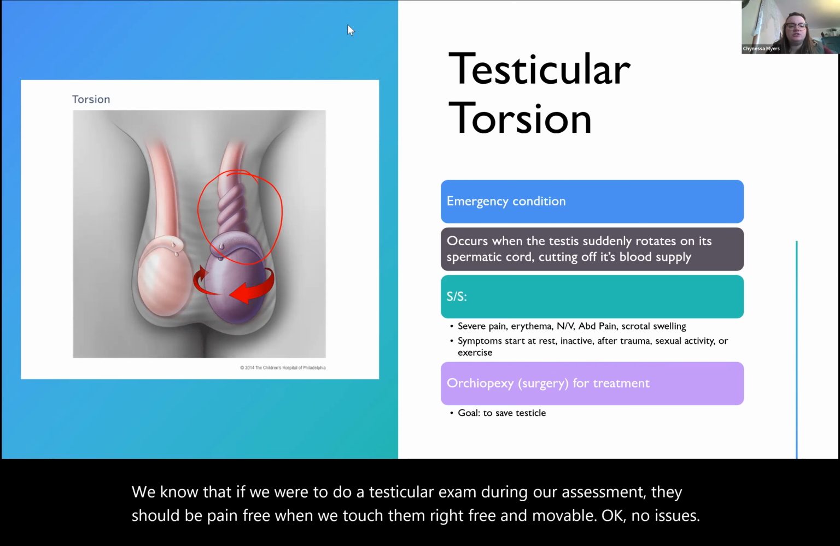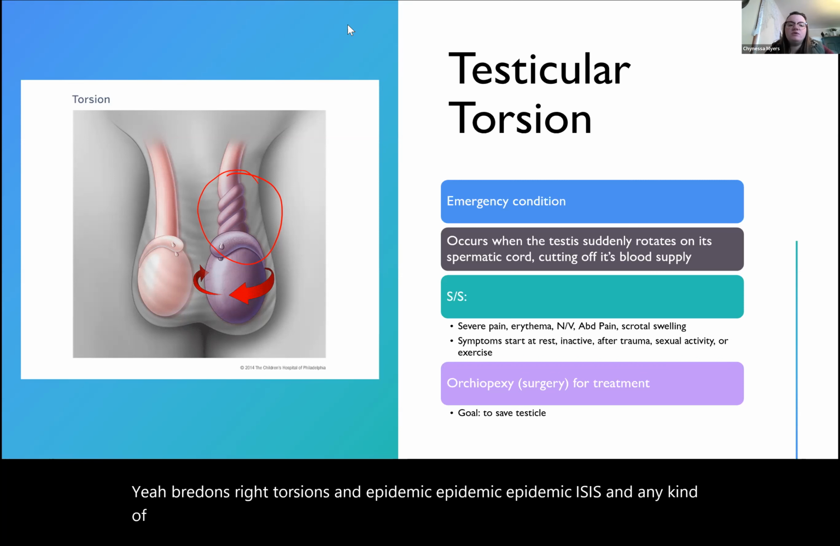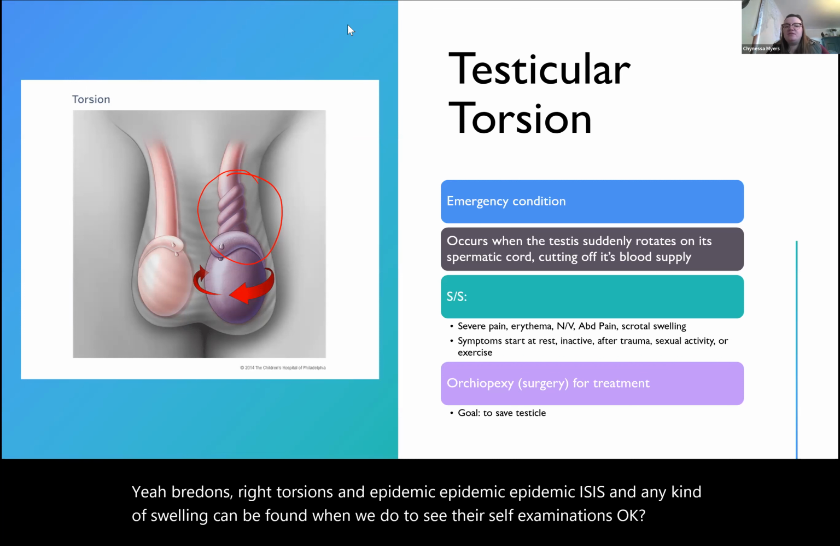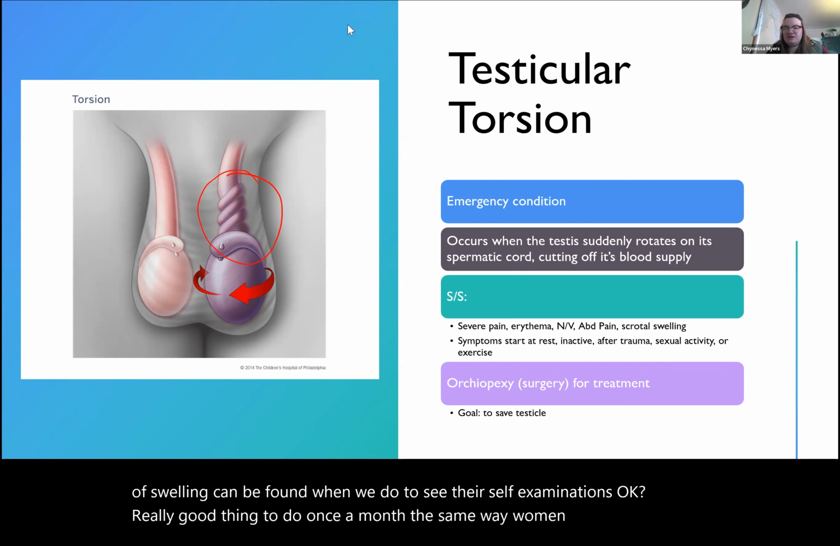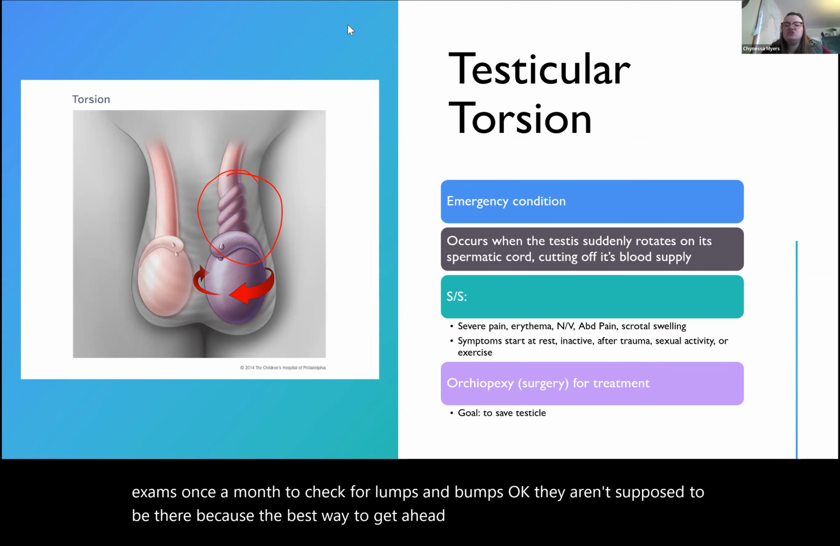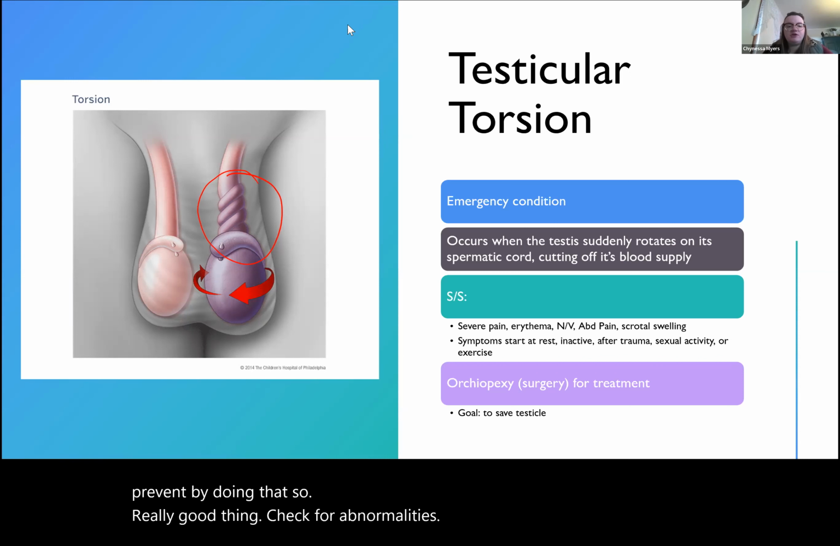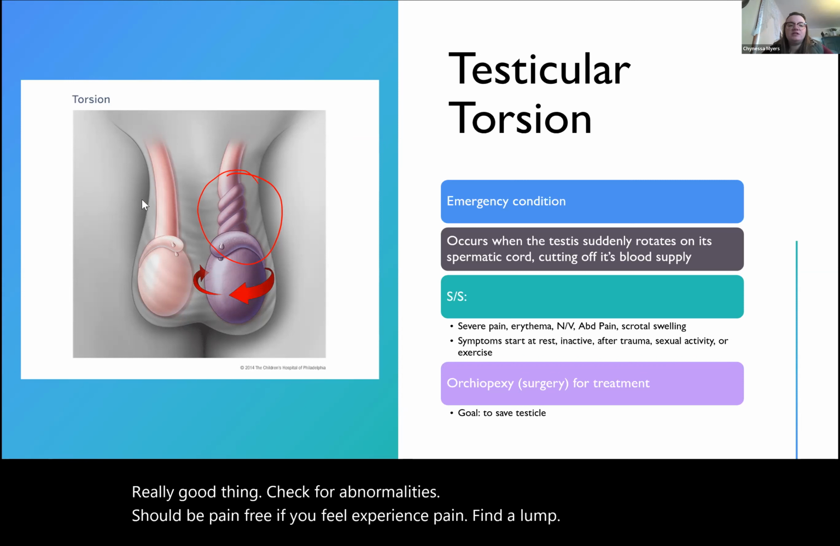Yeah, Breeden's right. Torsions and epididymitis and any kind of swelling can be found when we do testicular self-examinations. Okay. Really good thing to do once a month, the same way women do breast self-exams once a month to check for lumps and bumps. Okay, that aren't supposed to be there, because the best way to get ahead of something like this is to prevent by doing that. So really good thing. Check for abnormalities. Should be pain-free. If you experience pain, find a lump, great time to go in and see your PCP.